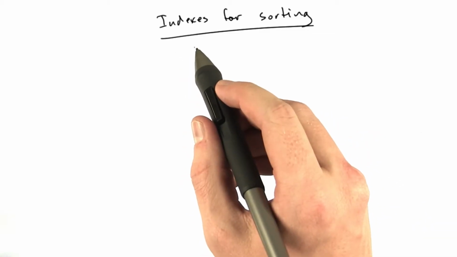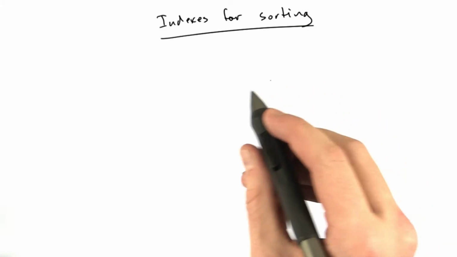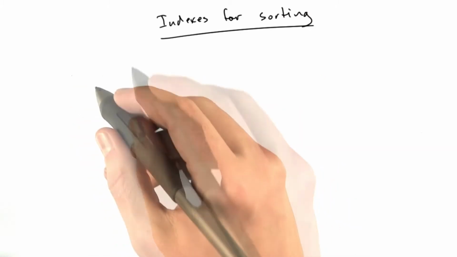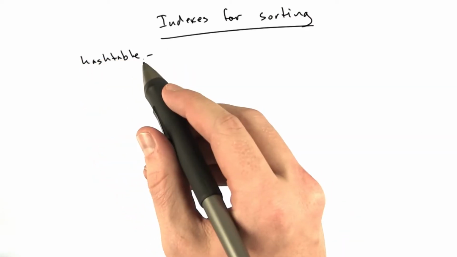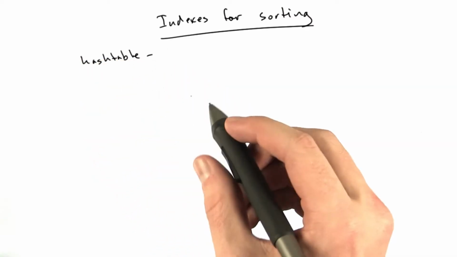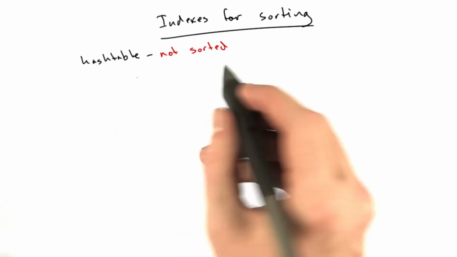One last concept I'd like to discuss regarding indices is using them for sorting. So far we've been talking about using basically a hash table to create an index. But one of the characteristics of a hash table is that it's not sorted. A hash table is just a mapping of keys to values.